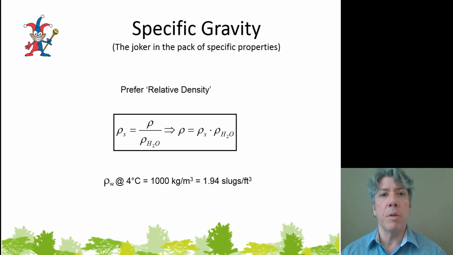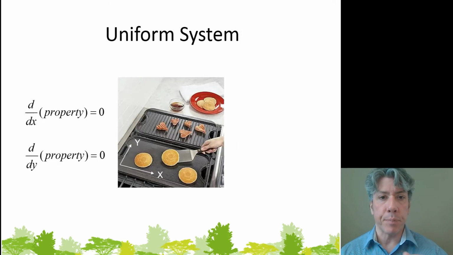What you typically do is you calculate the density of the substance in question from its specific gravity. So you multiply the specific gravity of the substance by the density of water. So unfortunately, this is given the name specific gravity. As I said, I prefer relative density so we don't get confused about specific properties.